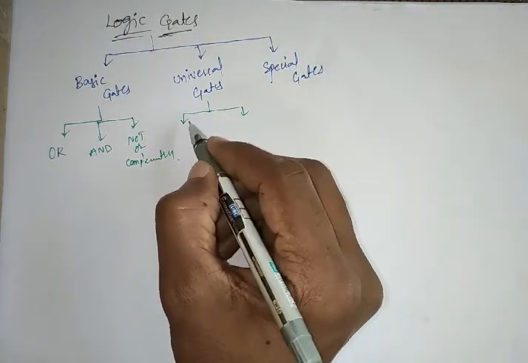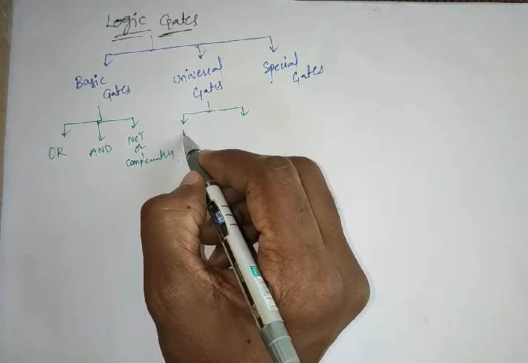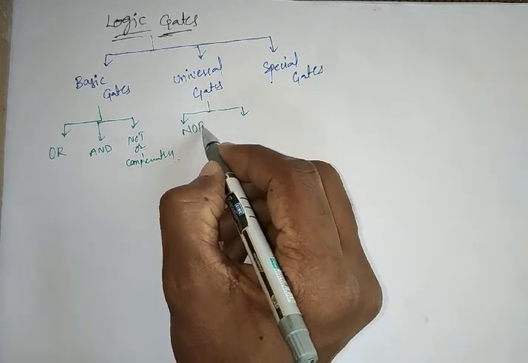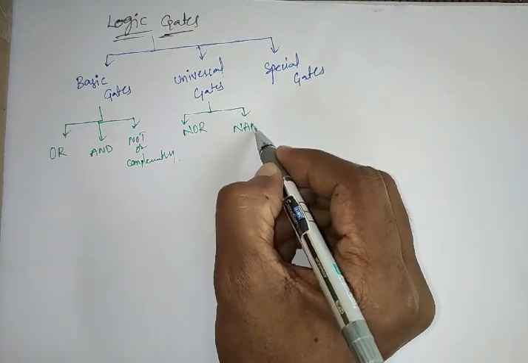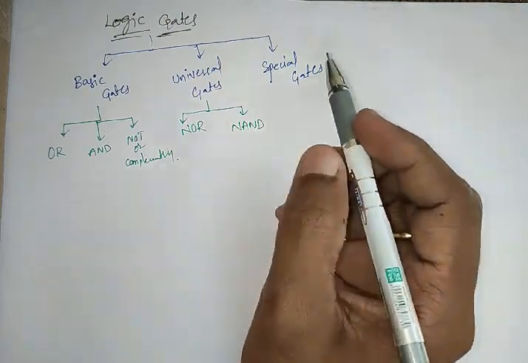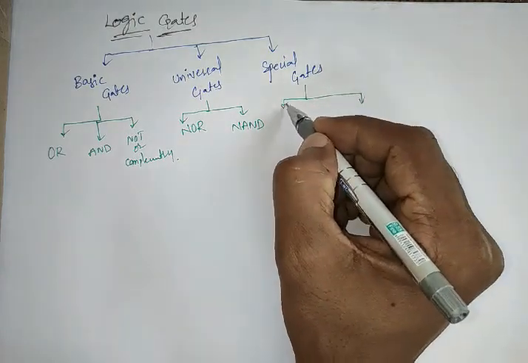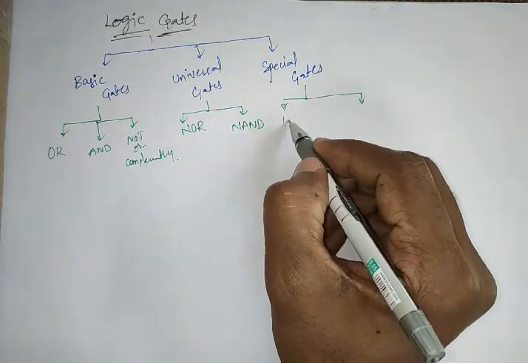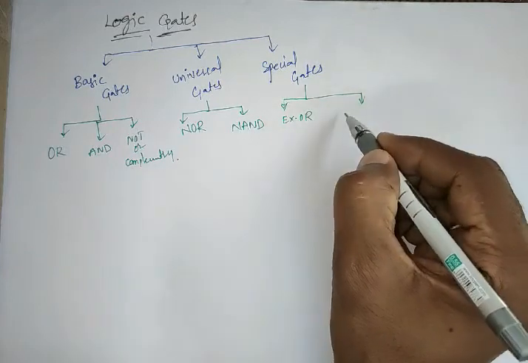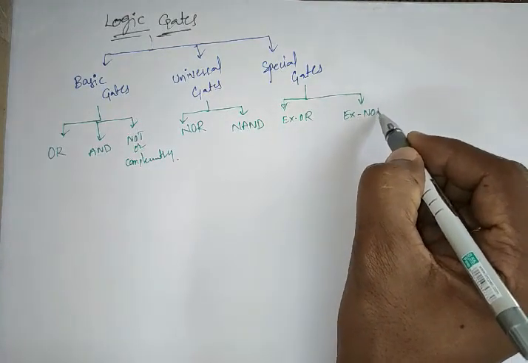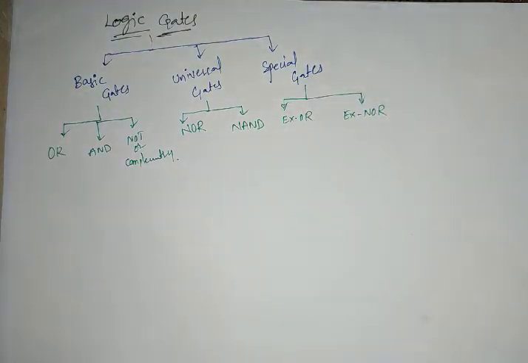Next, universal gates. Universal gates are of two types: one is the NOR gate, another is the NAND gate. Next, special gates. Why they are called special, we'll discuss. The special gates are the XOR gate and XNOR gate. Now we'll see what is the function of each and every logic gate.